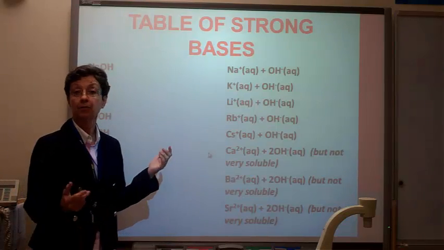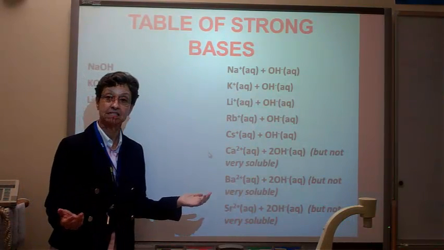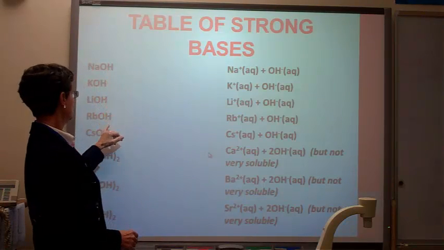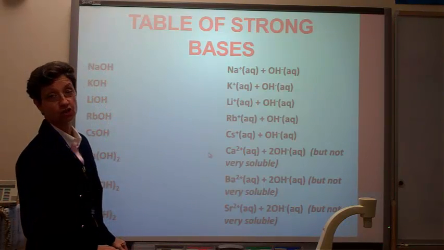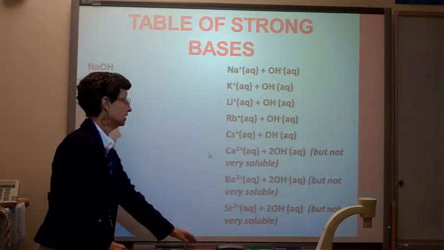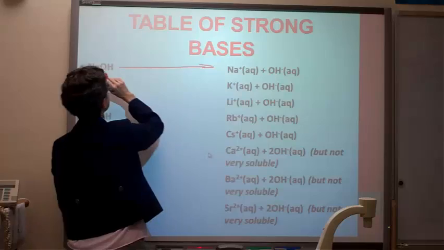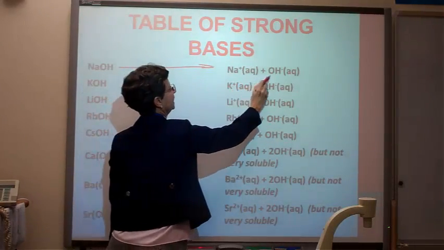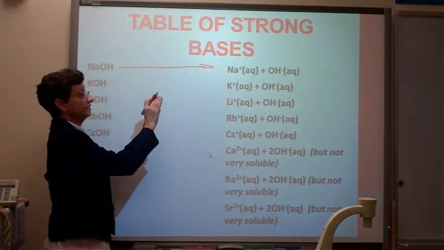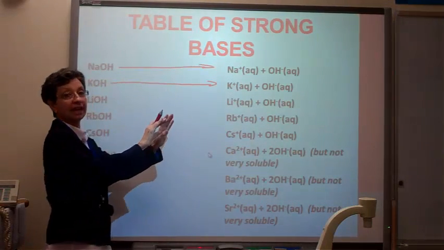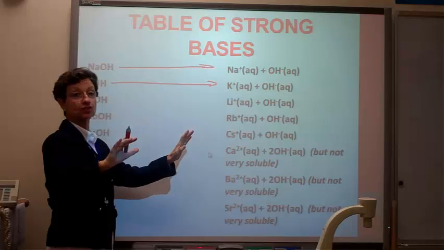Strong bases are pretty much the same as strong acids. They behave in the same way. Notice that most bases contain OH, the hydroxide ion. Therefore, the dissociation goes in this direction. NaOH dissociates into Na plus and OH minus. KOH dissociates into K plus and OH minus.